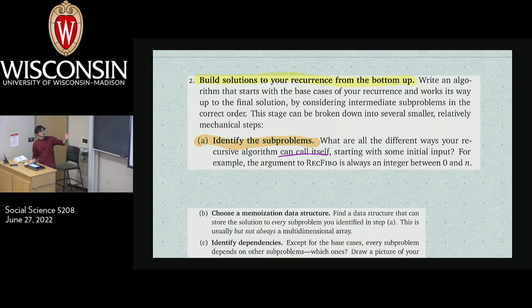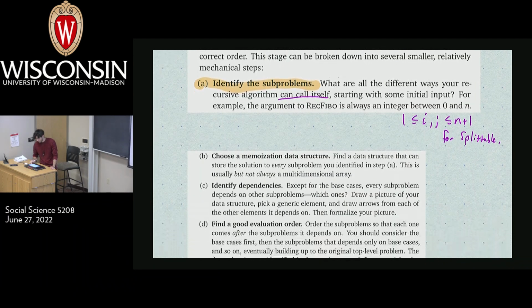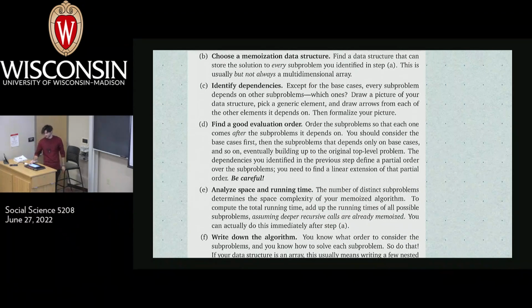For Fibonacci, it's always going to be a number between 0 and n. For splittable, it's two numbers, which are both between 0 and n. Or actually, technically, 1 and n plus 1. So this would be i, j between 1 and n plus 1 for splittable. Okay. Now we get this giant list of stuff we have to do, but each one's easy.